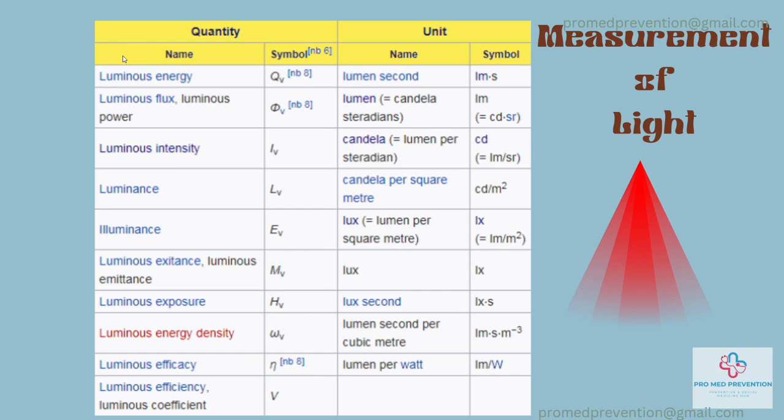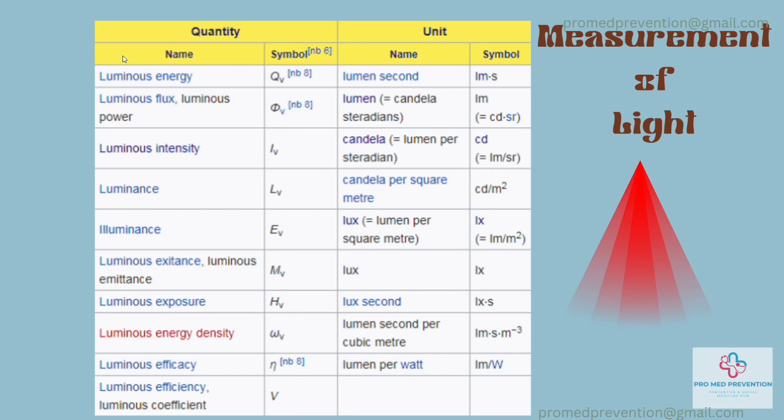Moving on to how we measure this light. The brightness of a point source is measured with luminous intensity, and the recommended unit is the candela, or candle power. The flow of light is measured with luminous flux, and the recommended unit is lumen. The amount of light illuminating a surface is recommended in lux, and the amount of light re-emitted by the surface is quantitatively measured with luminance, with the recommended unit lambert.